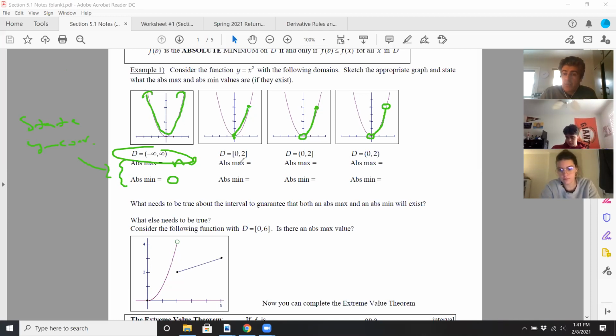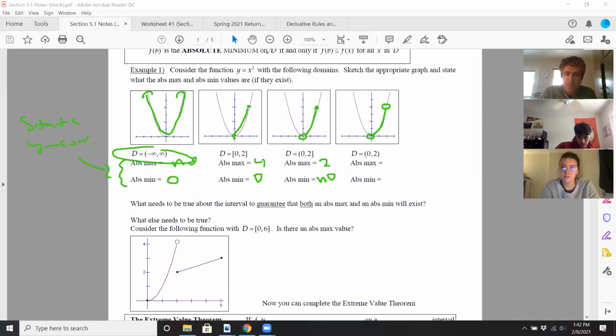Now, here I have a closed one from 0 to 2. Do I know the absolute maximum? I do. The highest y value here is 4. The lowest y value, of course, is 0. And that's it. Now here I have a semi-open or semi-closed interval. 0 is not included, but 2 is included. Do I have an absolute max? Absolutely. 2. Do I have an absolute minimum? I don't really, because I don't know how low.